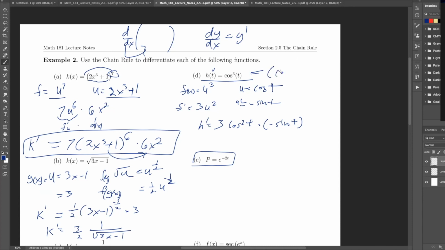This is another way of saying cosine of t cubed, right? And so here, this is the squared. So our derivative would be 3 cosine, because the derivative of this is 3u squared, right? Here this is f prime, and this right here is g, or u prime, or g prime, depending on how you want to say it.